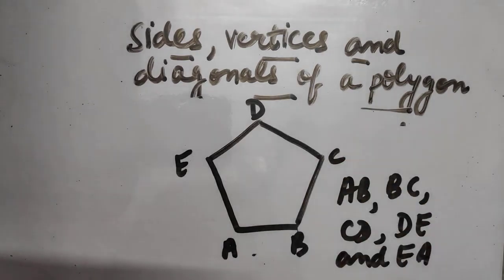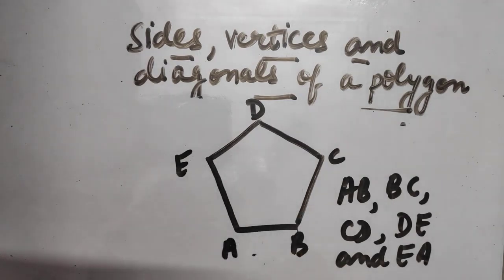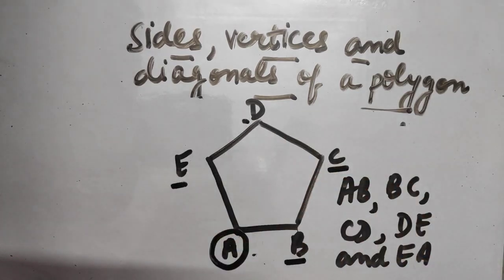What about the vertices now? The definition of a vertex or vertices is the meeting point of a pair of sides is called a vertex of the polygon. So it has 5 vertices, A, B, C, D, and E. These are all the 5 vertices.